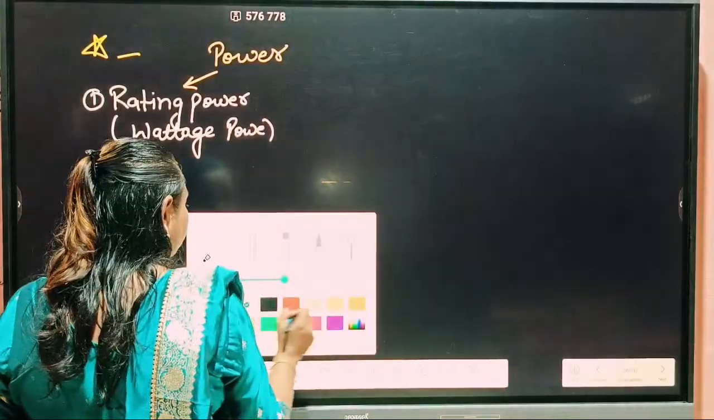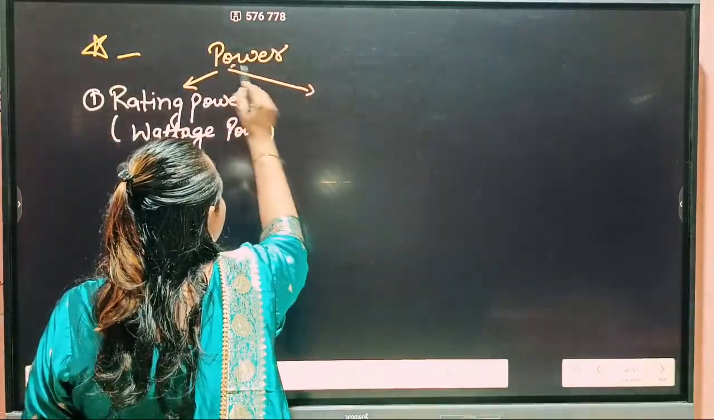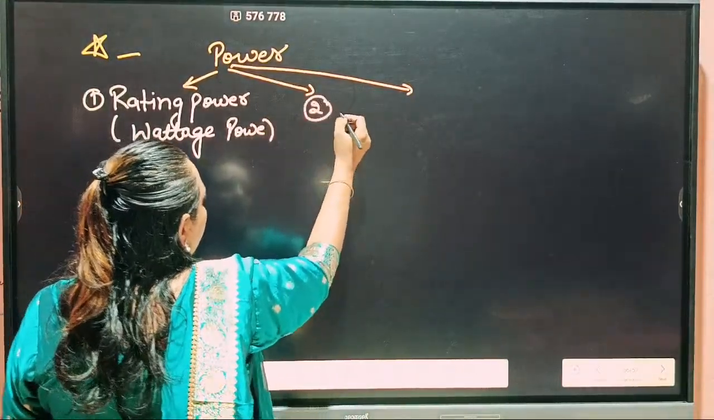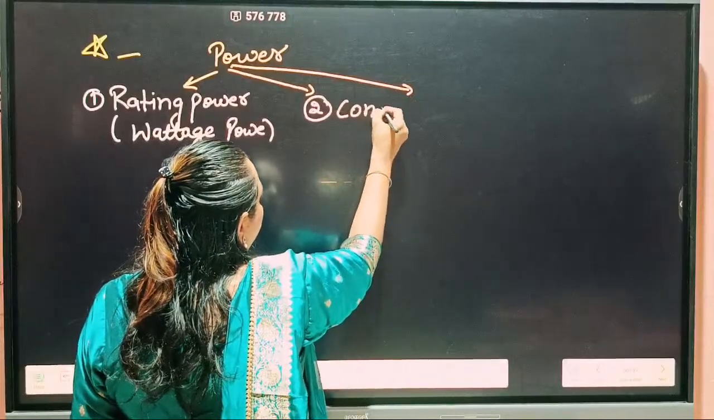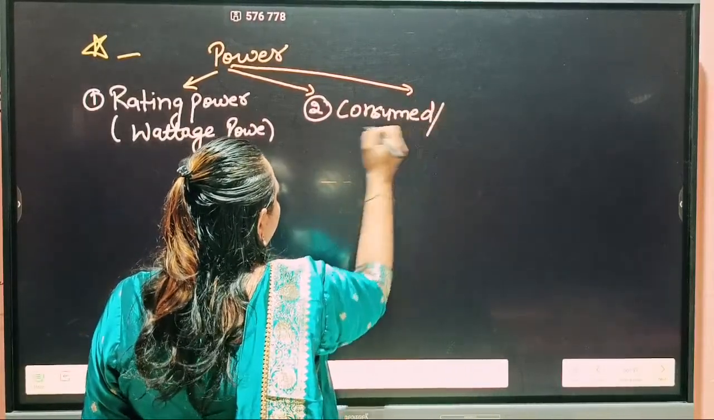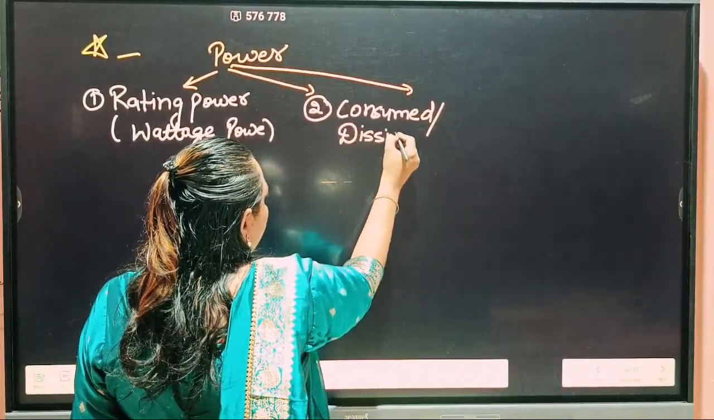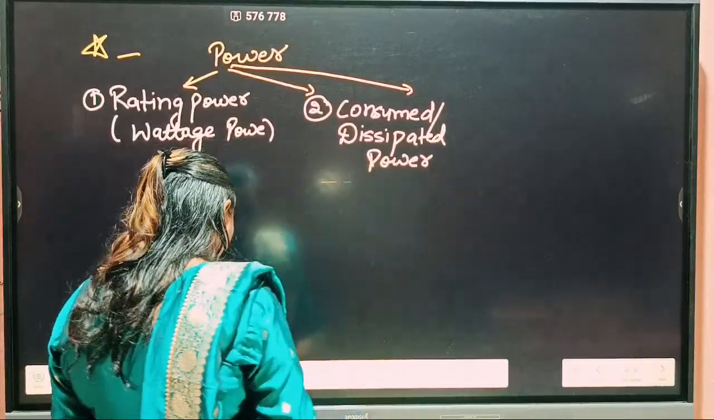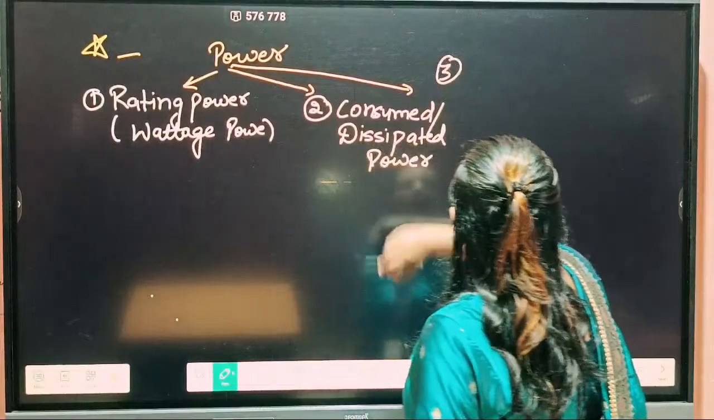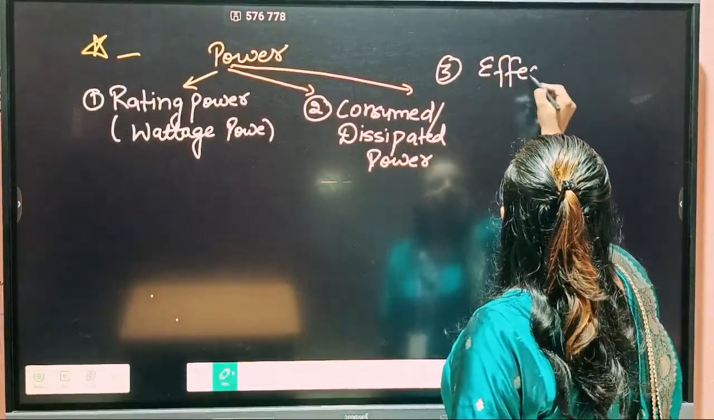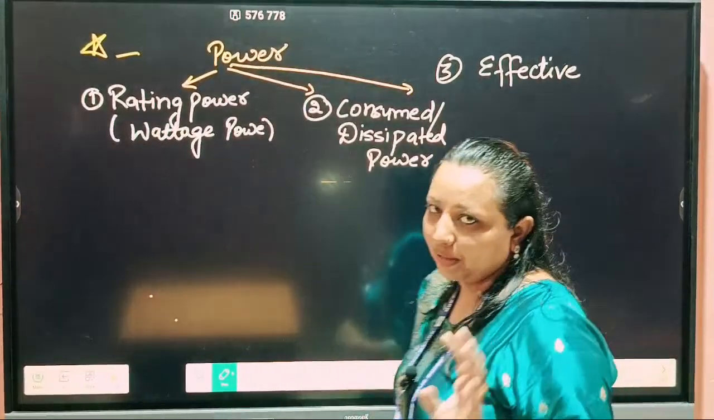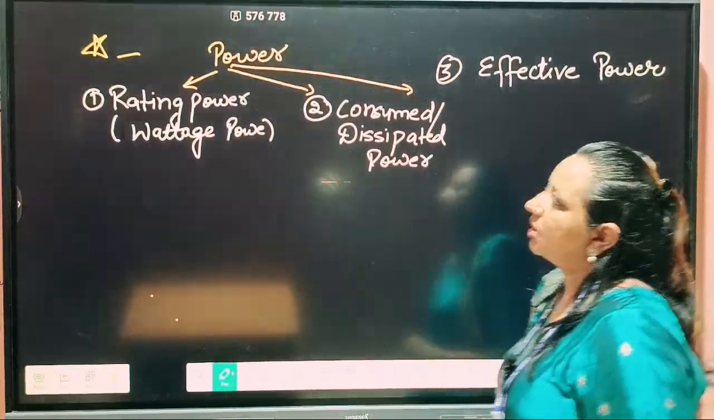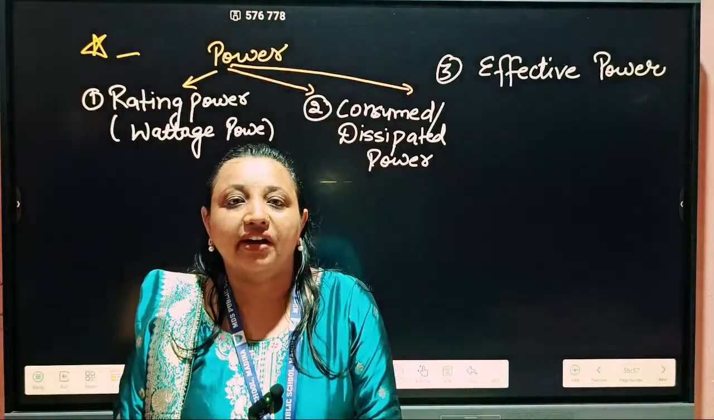Second one is consumed power, or dissipated power. And third one is effective power, or the net power of a combination of appliances or devices. These are the 3 types, or the 3 ways to find the power.